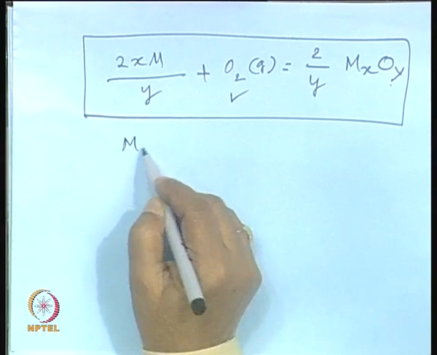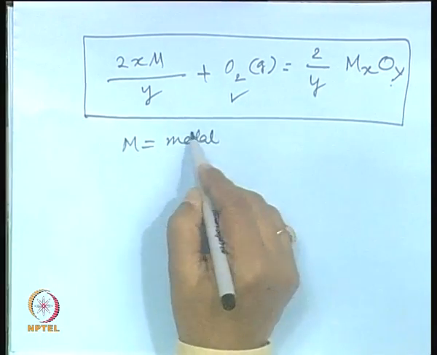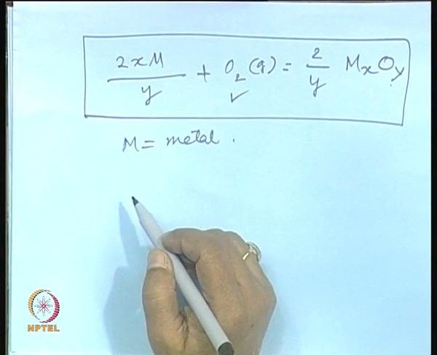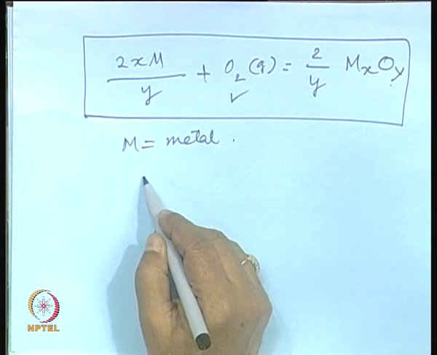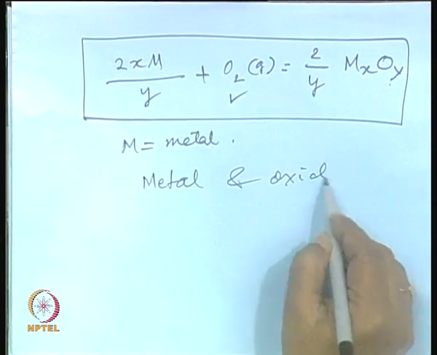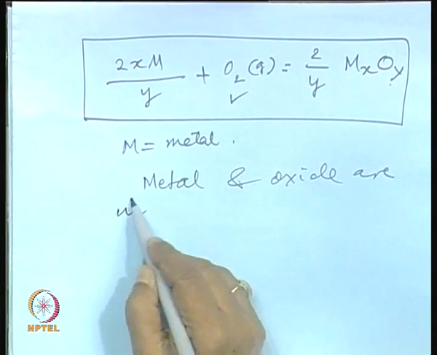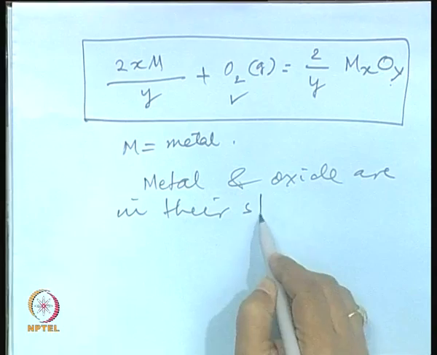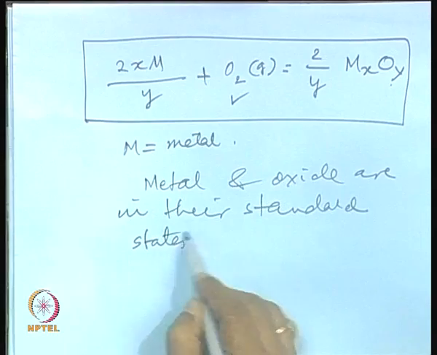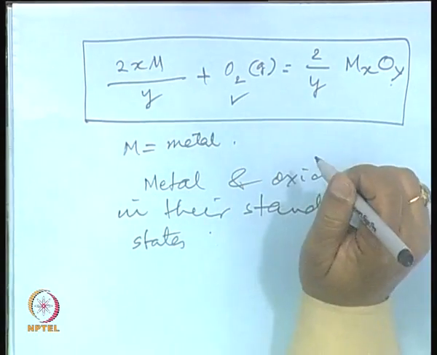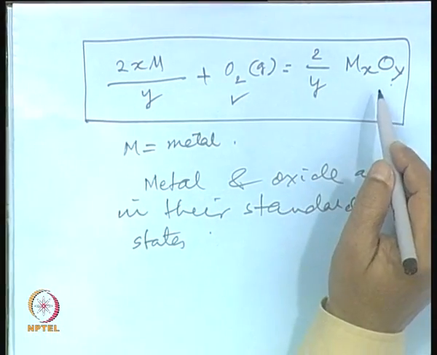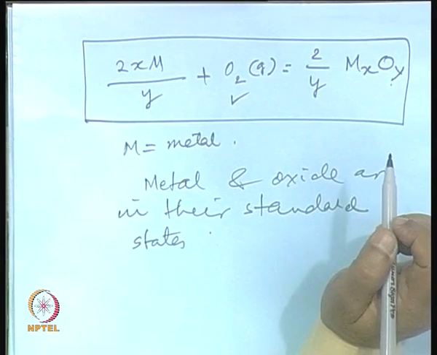Here of course, M is metal, and these lines also represent that metal and oxide are in their standard states, in their pure states. Oxygen will react with metal in the standard state to produce the oxide in the standard state.